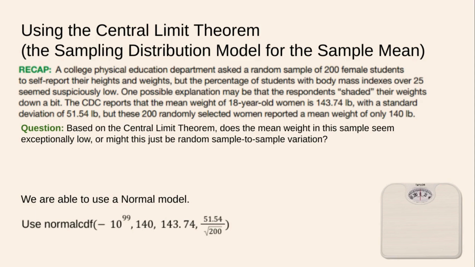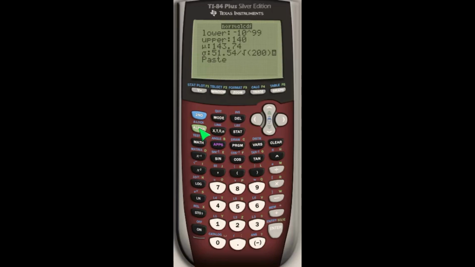So, here we go. We are going to use normal CDF and analyze a bell curve to see what the odds are that, given a mean of 143.74 and a standard deviation of the population standard deviation divided by the square root of the sample size, our mean weight is 140 or less. So here we are at the calculator. I've entered all the relevant information in. We're going to hit paste and see what we get. It's a reasonably likely event.